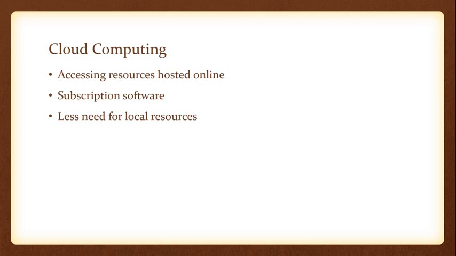Cloud computing is apps and data that you can access online rather than on a PC. It sometimes has a subscription and can be cheaper than buying a full version. And the nice thing is that updates are automatic and free rather than paying for an upgrade. So when we talk about MS Office Online, you usually have to have some sort of subscription to that. You don't have to keep upgrading your Office software because your subscription pays for that. But it's accessing resources hosted online. It sometimes has a subscription, and there's less need for things that you need to download locally.